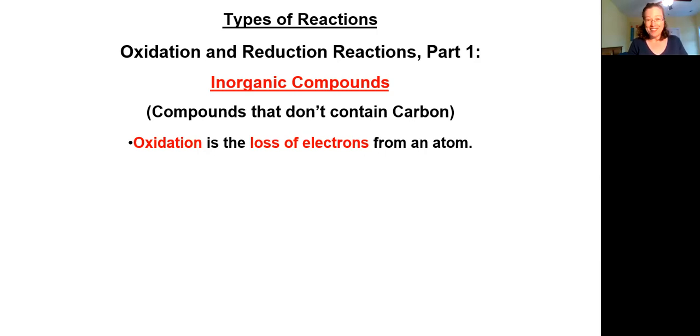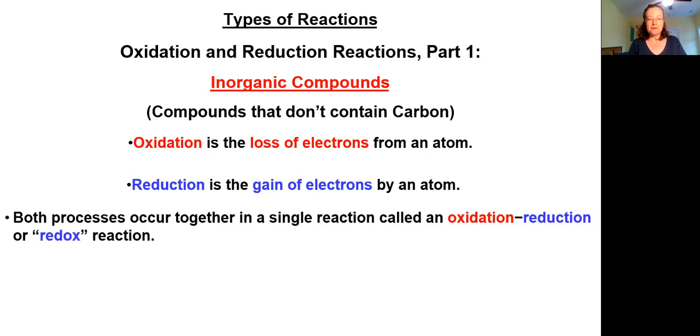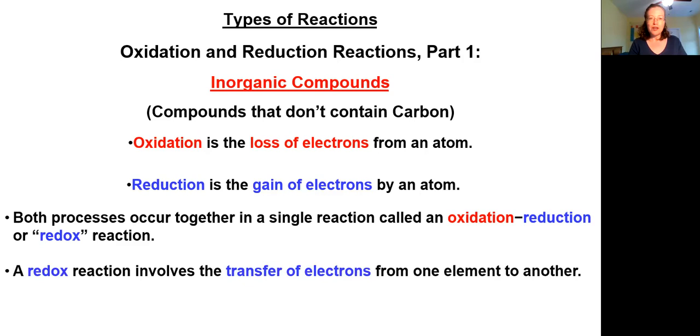In either case, the term oxidation means the loss of electrons from an atom. Oxidation is the loss of electrons from an atom. Reduction is the gain of electrons by an atom. Both processes occur together in a single reaction called an oxidation reduction or redox reaction. A redox reaction involves the transfer of electrons from one element to another.